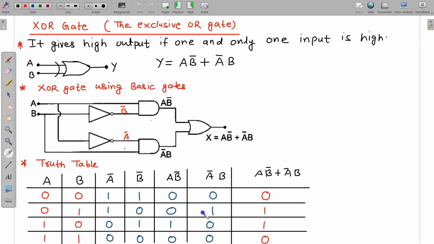For inputs 0 0 it will give 0, 0 1 it will give 1, 1 0 it will give 1, and for 1 1 it is going to give 0. So it is giving 1 when this or this is equal to 1. If both are equal to 1 or both are equal to 0, then it is not going to give the high output. It will give high output when only one of them is 1, otherwise it is going to give 0.